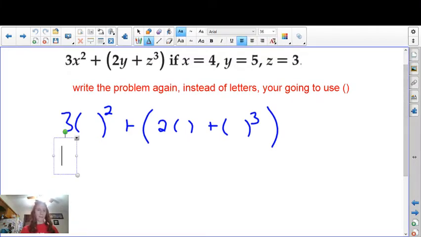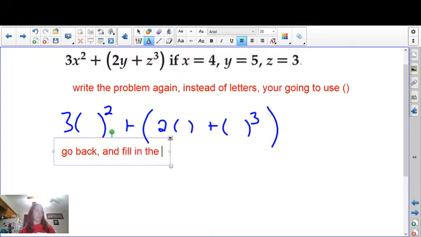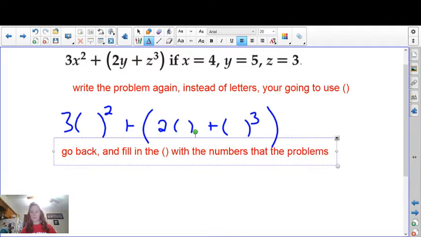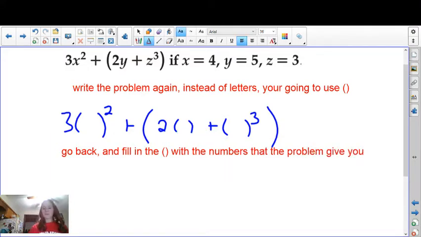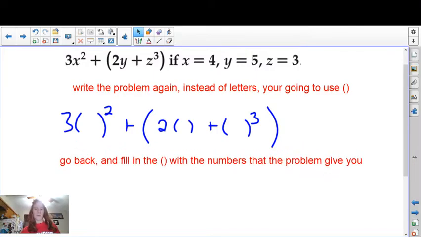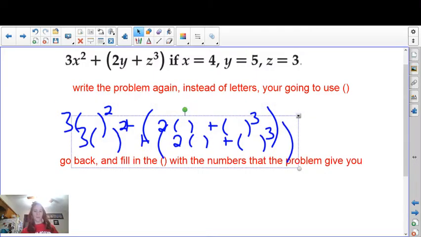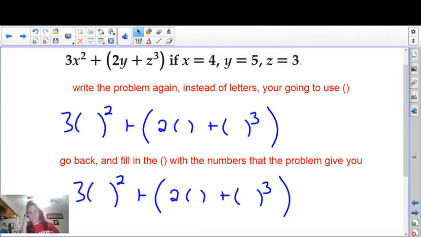Step number 2. Okay, I just figured out what I did wrong. Next you're going to go back and fill in the numbers that the problem gives you. Because I'm lazy and my computer allows me to do this, I'm going to duplicate what I just did. I love technology. And instead of wherever that letter went, I'm going to put that specific number.